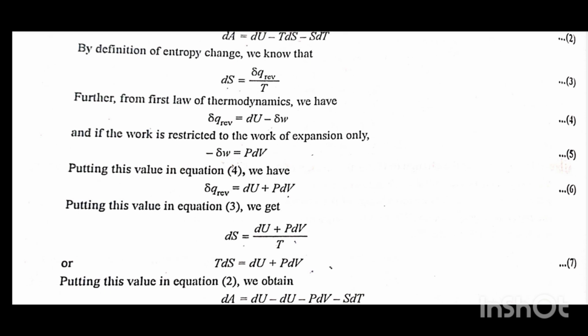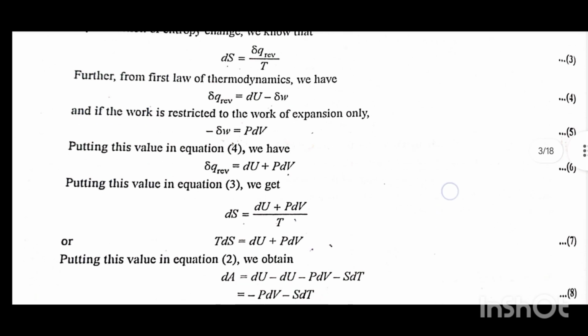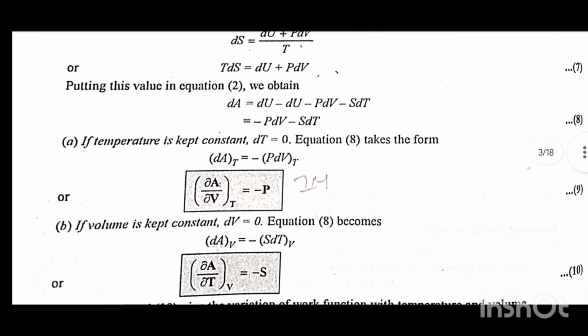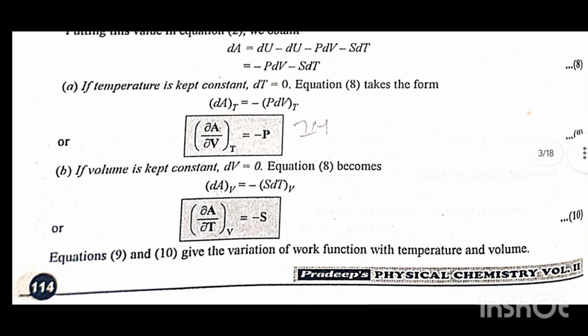Further, from the first law of thermodynamics, we have del Q reversible is equal to dU minus small change W, and if the work is restricted to the work of expansion only, minus partial W is equal to PdV. Putting this value in equation 4, we have partial Q reversible equals dU plus PdV. Putting this value in equation 3, we get dS is equal to dU plus PdV upon T. TdS is equal to dU plus PdV. Putting this value in equation 2, we obtain dA is equal to dU minus dU plus PdV minus SdT, which equals minus PdV minus SdT.